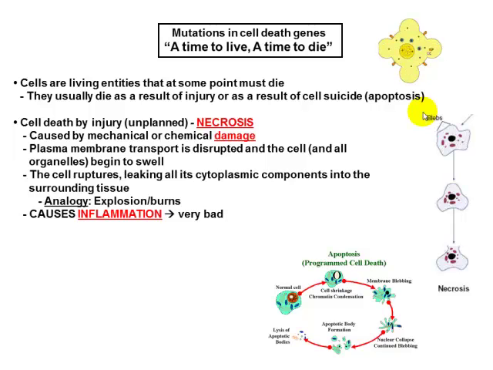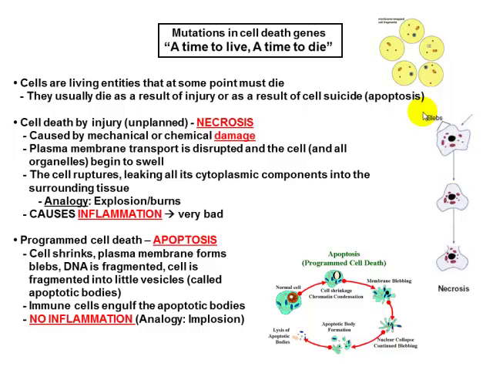Okay, now, when you have a normal cell, nothing will live forever. So every cell has its time to divide and grow and die. There are two ways in which a cell can die.